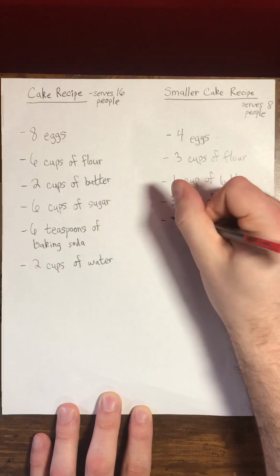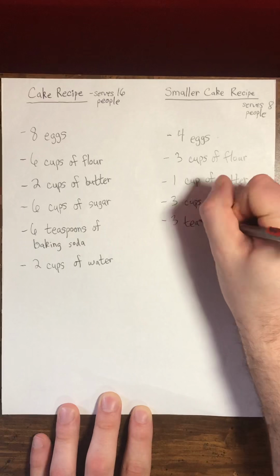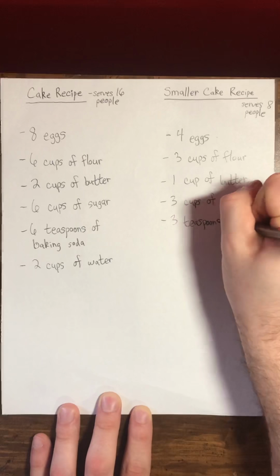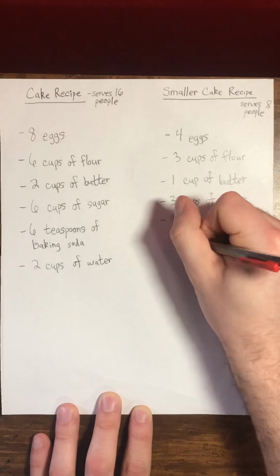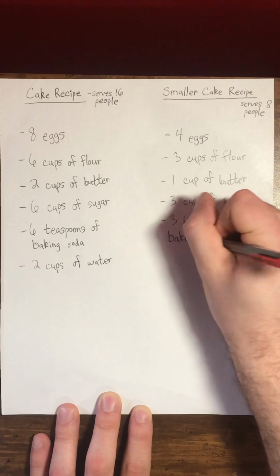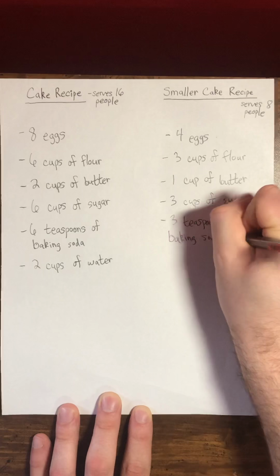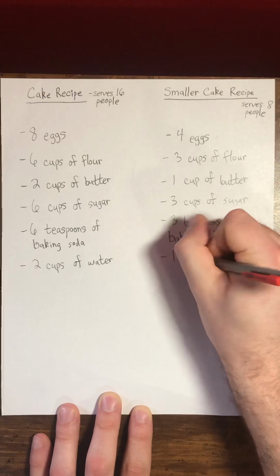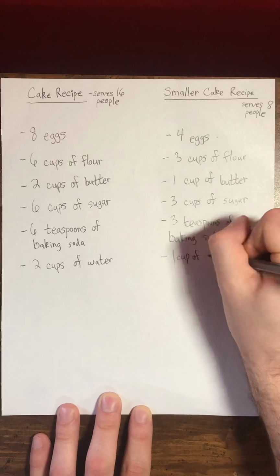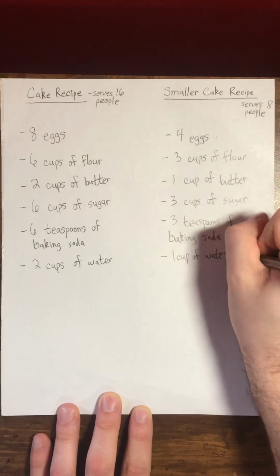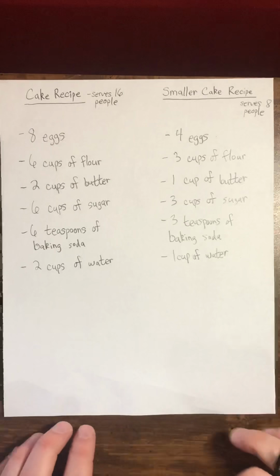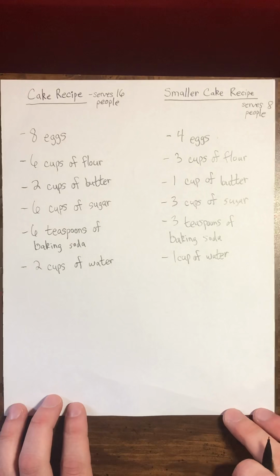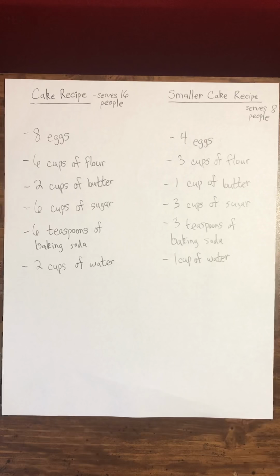We'll have 3 teaspoons of baking soda. And 1 cup of water. Right, so we didn't do anything crazy here. What we did was we just cut this cake recipe in half. Okay, so why am I doing this?